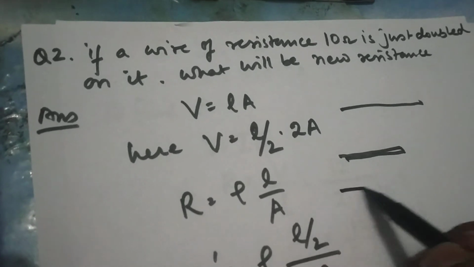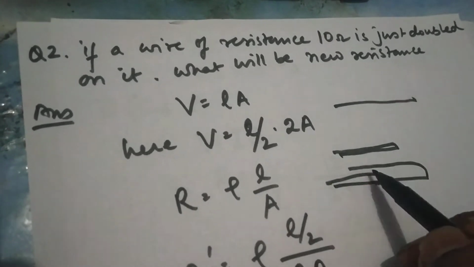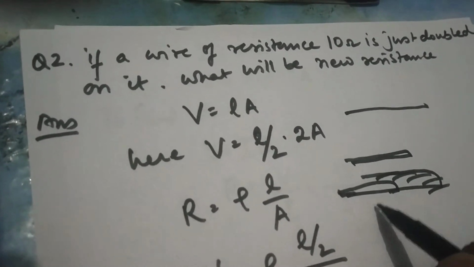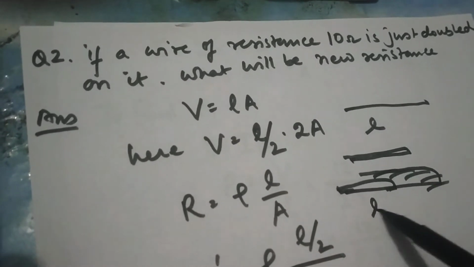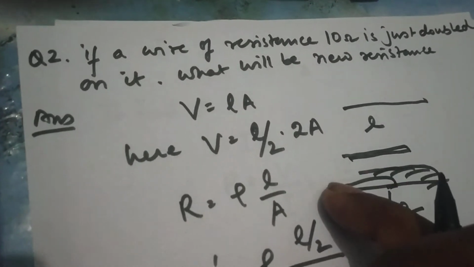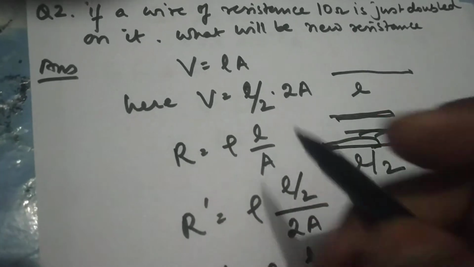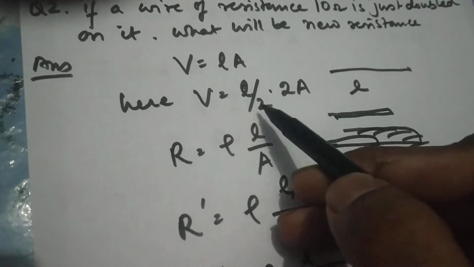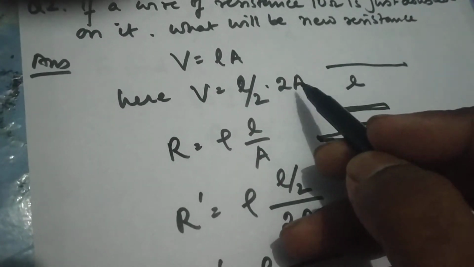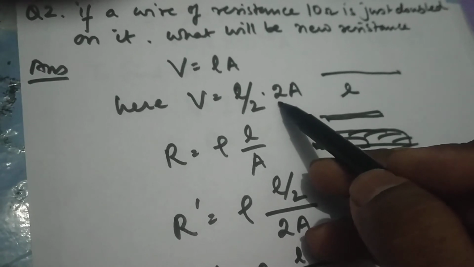Now if you are taking a wire and making a fold, if you want to double on it, you have to double from here, no? You cannot double from here. So if you double on it, what is happening to the length? The length is becoming half now. So it is doubled, so the length becomes half. This is a particular thing that we have to understand. And your area will become double.